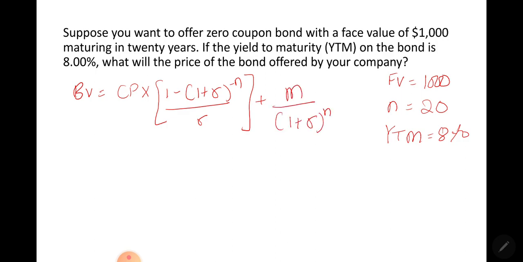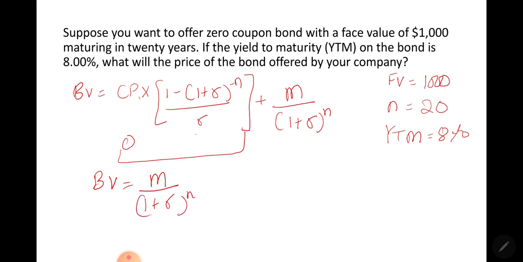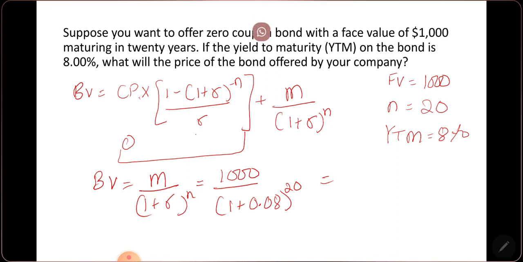But now you do not have any coupon payment. The coupon payment over here is 0. So this is multiplying by this. That means this whole thing will become 0, and your bond valuation formula will reduce to just this. So if you plug in the values, the maturity value is 1000. The YTM is 8% and N is 20.